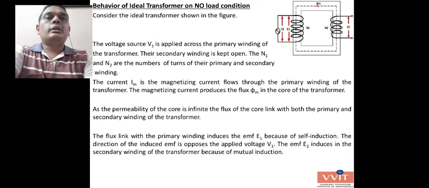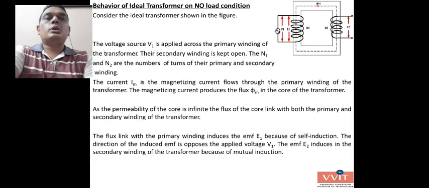N1 and N2 are the number of turns in the primary and the secondary windings. The magnetizing current IM flows through the primary winding of the transformer. Since the secondary is open, the transformer has only the magnetizing current, whose magnitude is IM. This magnetizing current produces a flux. If you have an alternating voltage, an alternating current flows. An alternating current means an alternating flux flows through the core.